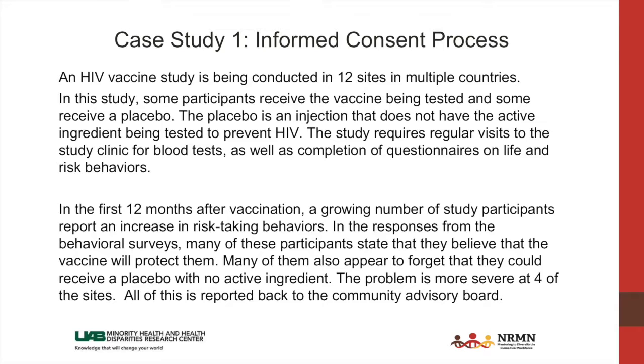Case study 1. An HIV vaccine study is being conducted in 12 sites in multiple countries. In this study, some participants receive the vaccine being tested and some receive a placebo. The placebo is an injection that does not have the active ingredient being tested to prevent HIV. The study requires regular visits to the study clinic for blood tests, as well as completion of questionnaires on life and risk behaviors.